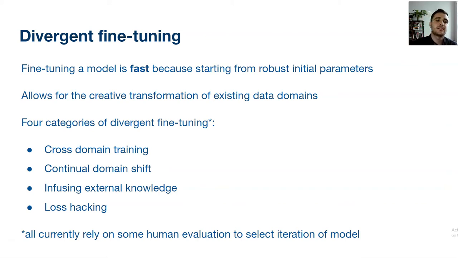Another advantage of these techniques is it allows for the creative transformation of existing data domains. So you can kind of riff off an existing data set. And in our taxonomy, we've got 4 categories of this. So we have cross-domain training, continual domain shift, infusing external knowledge, and loss hacking. All of these techniques currently rely on some kind of human evaluation to select the best iteration of the model, but we believe in future that this could be automated.